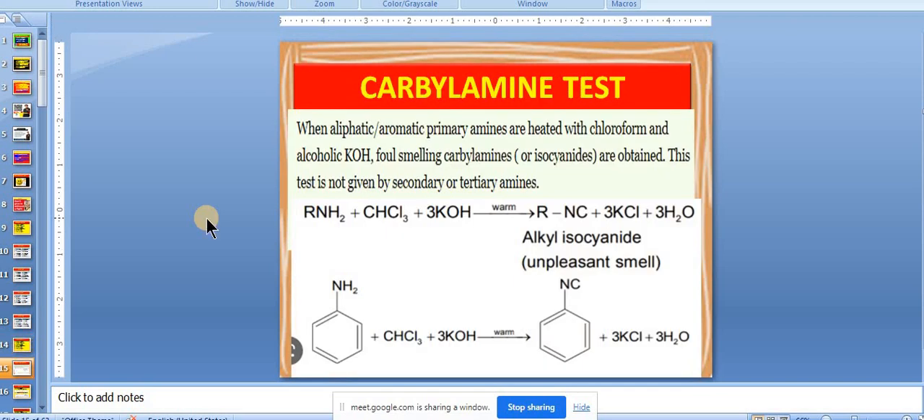Okay, let us see. This is the question. This is the test, Carbylamine test. It is used for 1 degree amines. Everyone knows about the reaction. I will not go into that detail. It is given by amines. It can give primary, aliphatic as well as aromatic amines.